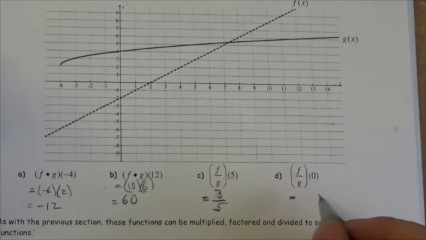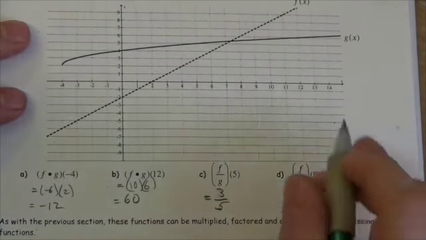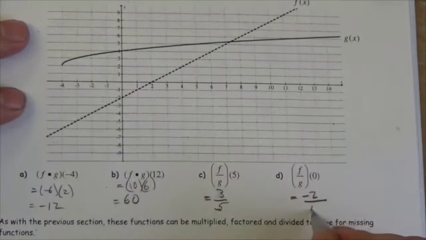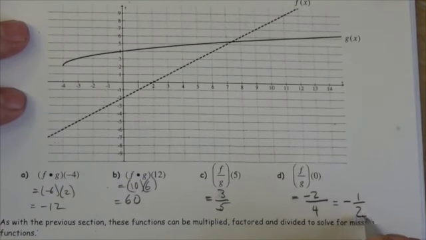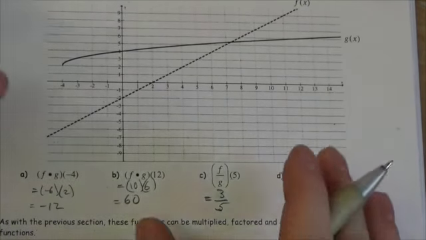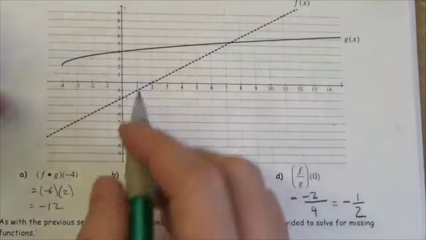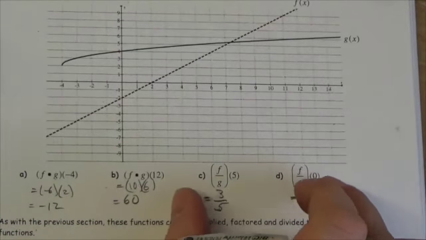Again, F is in the numerator for this last one. F at 0 is -2. G at 0 is 4. I can do a little bit of simplifying here. That's going to become -1/2. Again, all I'm doing is I'm using these x coordinates. That becomes a vertical line. I pick the y coordinates off, and I'm either going to multiply those or divide them in the correct order.